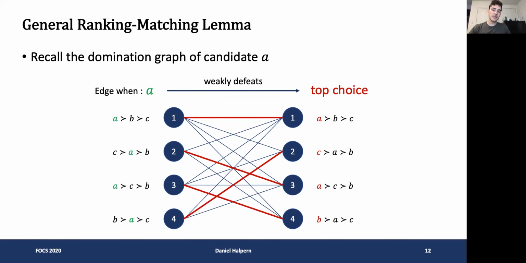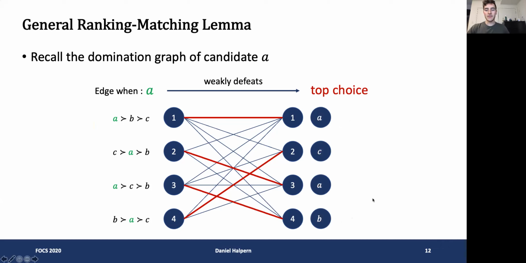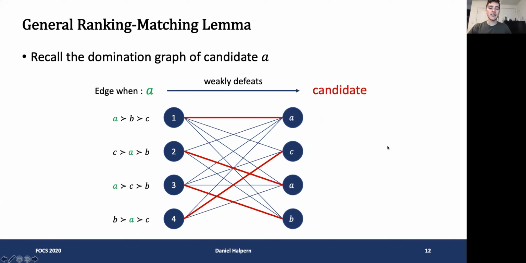And note that for these voters on the right, we didn't actually care about their full rankings. We just cared about which candidate they chose as their top choice. So let's imagine that we replace these full rankings with simply the top choice candidate. And now in addition, note that when we constructed these edges, it didn't actually matter the identity of the voters. Really, the only thing that mattered was this candidate. So let's imagine that we replace these nodes with simply a label of the candidate that was the top choice.